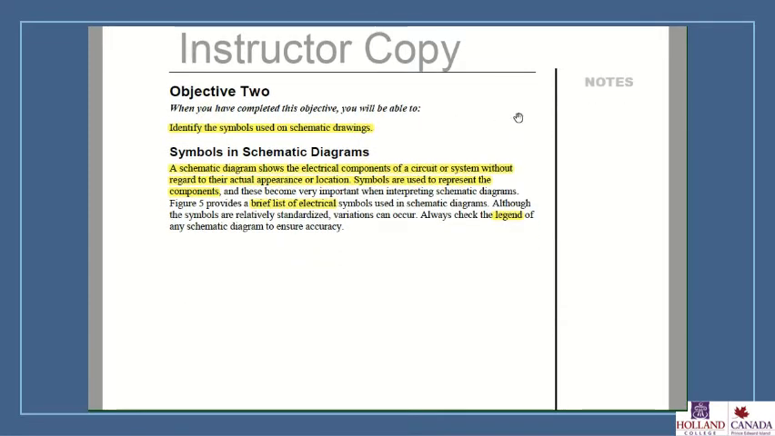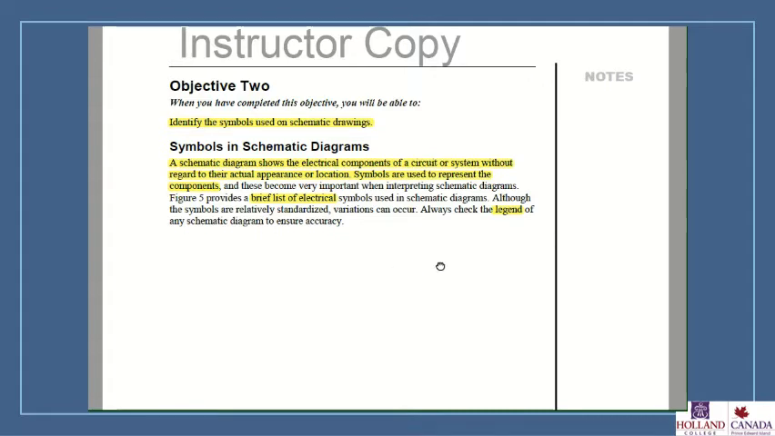Objective 2. When you have completed this objective, you will be able to identify the symbols used on schematic diagrams. A schematic diagram shows the electrical components of a circuit or system without regard to their appearance or location. Symbols are used to represent the components. Figure 5 provides a brief list of electrical symbols used in schematics. Although the symbols are relatively standardized, variations can occur. Always check the legend of any schematic drawing to ensure accuracy.